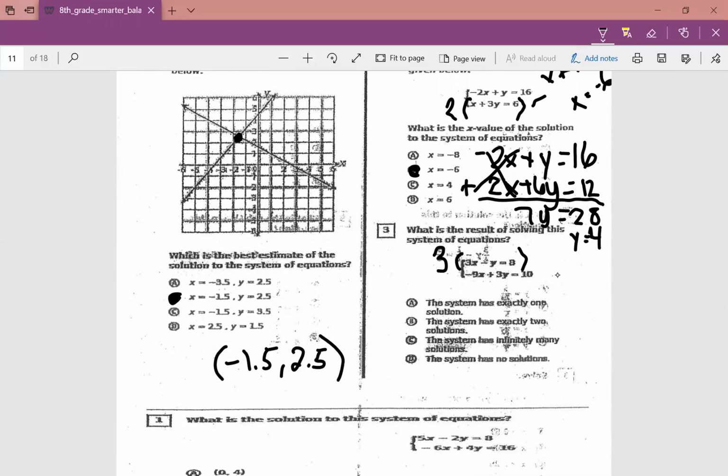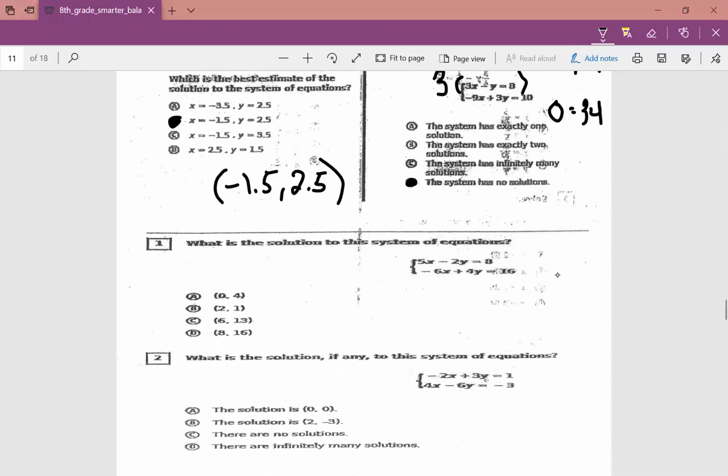So on this side, you'd have 0 equals 34, once everything cancels. And we know that this is not true. So the correct answer is D. It has no solution. If that would have been 0 equals 0, or 34 equals 34, it would say the system has infinitely many. But since it's not a true statement, the system has no solutions.